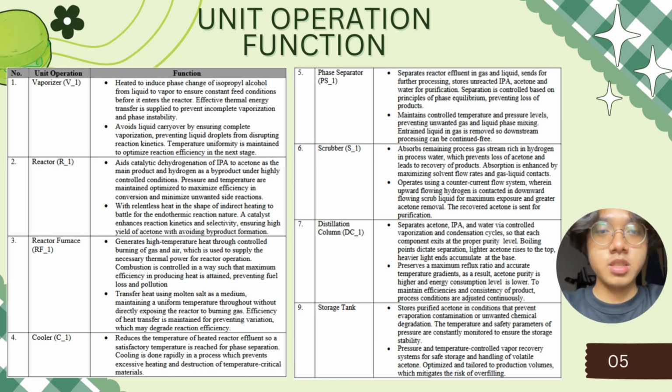Next, we have the phase separator, whose function is to split the effluent into gas and liquid phases for further processing. Then we have the scrubber, whose function is to absorb residual acetone from the gas using process water. Then we have the distillation column, whose function is to separate acetone, IPA and water through vapor-liquid cycles. And lastly, the storage tank's function is to safely store purified acetone under controlled conditions.